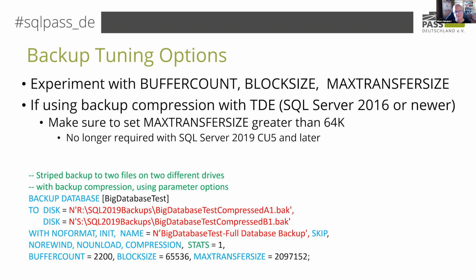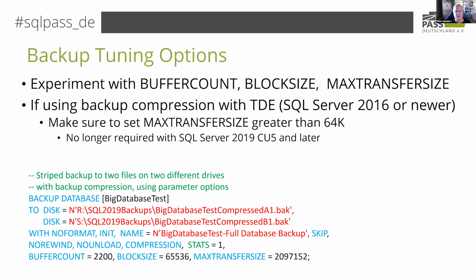So here are some of the backup tuning options that I mentioned. Buffer count and block size and max transfer size are optional parameters you can use with your backup command that, depending on your infrastructure and depending on your data, can make a huge difference in how long it takes for the backup to run. And if you've got really large databases and you're worried about, hey, it takes 8 hours to back up this database, and that makes life hard for me, sometimes playing with these commands can make a big difference. And also using striped backups like I have in this example, where you're splitting the backup into multiple backup files, can make a big difference depending on the storage. So that's important.